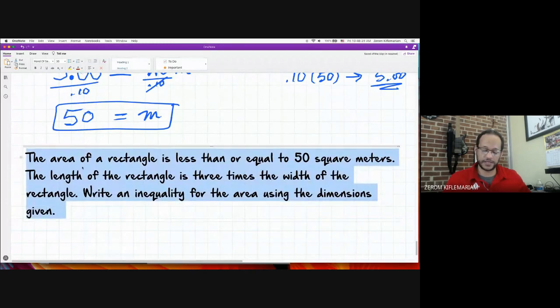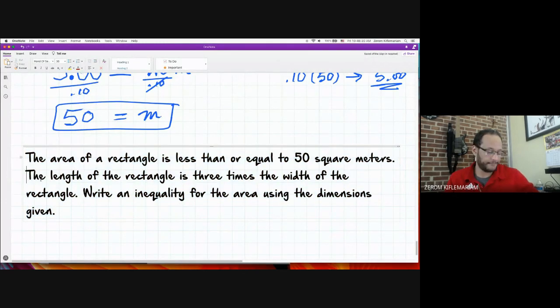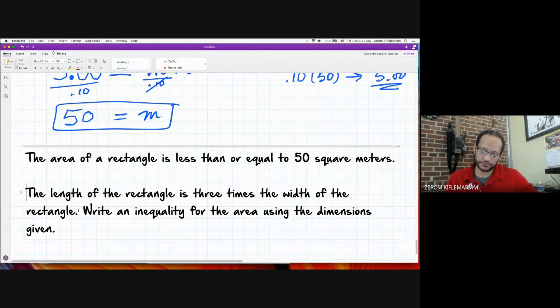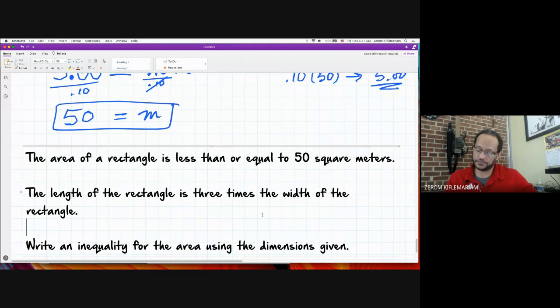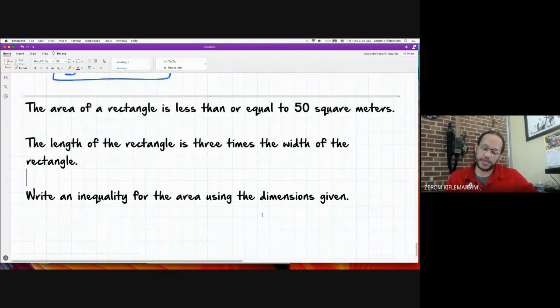All right, how do we set it up over here? The area of a rectangle is less than or equal to 50 square meters. The length of the rectangle is 3 times the width of the rectangle. Let's go ahead and say, instead of less than, just keep it equal.